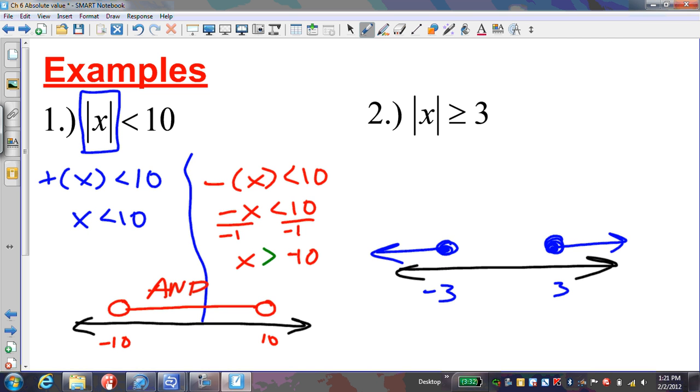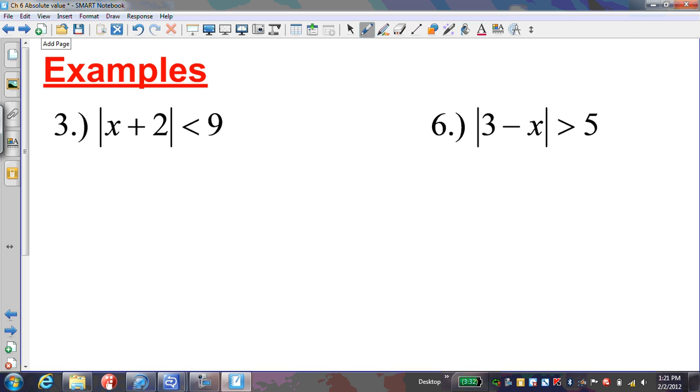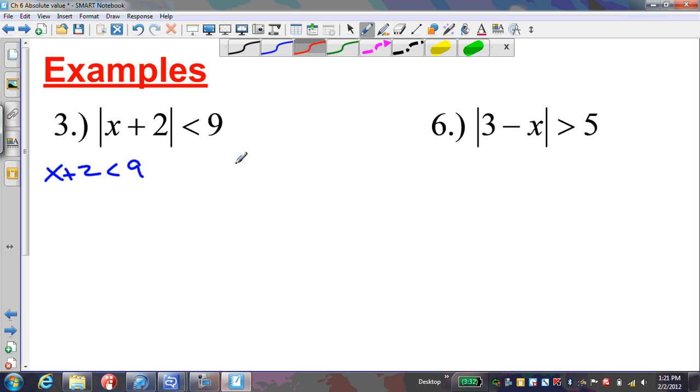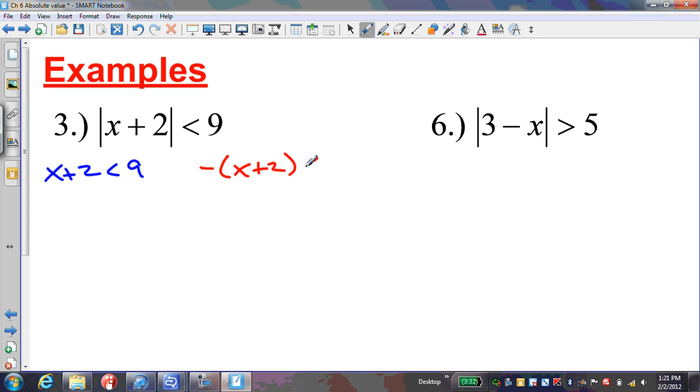Okay. All right, let's take a look at some other examples where most of the things are moved around. So what I'm going to do here, for number 3, is set up my equation. I'm going to do the positive aspect, which is simply x plus 2, nothing changes. And then I'm going to show the negative aspect. So I'm going to do negative parentheses x plus 2, and same symbol, nothing changes. And then I'm going to go south. So over here, simply subtract 2 from both sides, and we have x is compared to 7.